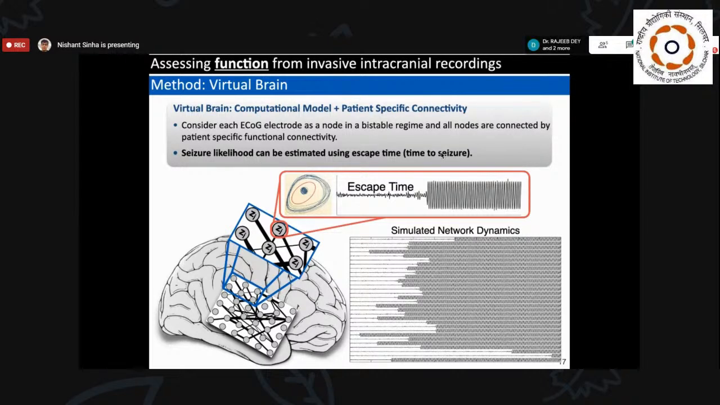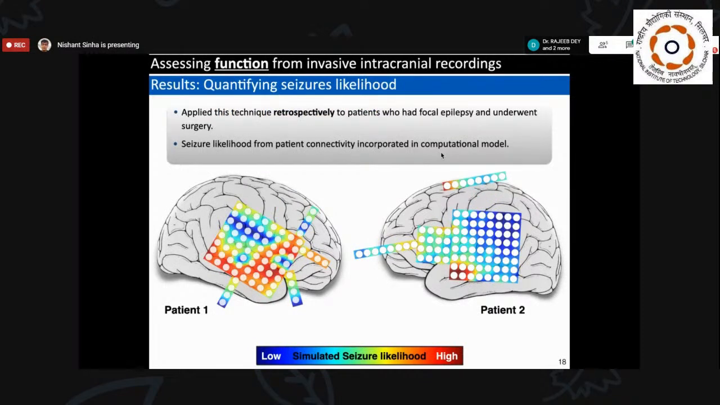Now, we applied this technique retrospectively to patients who had focal epilepsy and underwent surgery. And we computed the seizure likelihood at every node for all of these patients. So here is an example of two patients, patient 1 and patient 2. We have computed here the simulated seizure likelihood for both these patients. The areas which are shown in red have a high likelihood of seizures, whereas those in blue have a low likelihood of seizures.